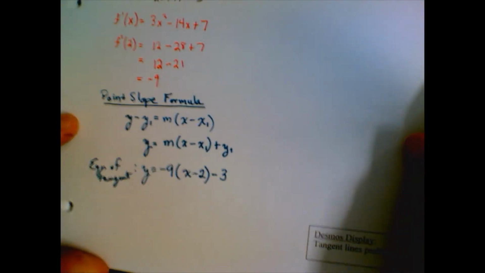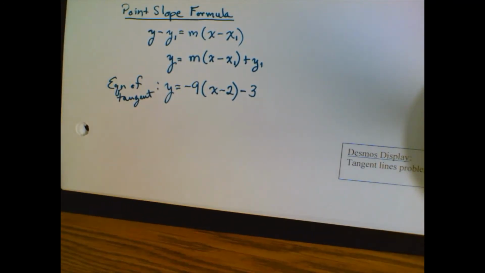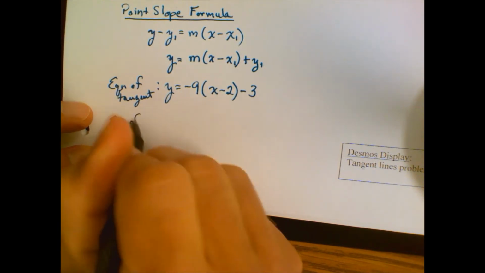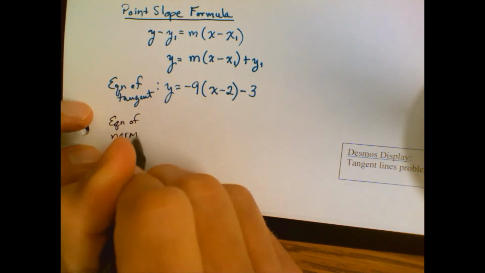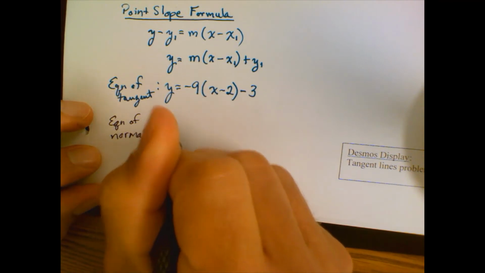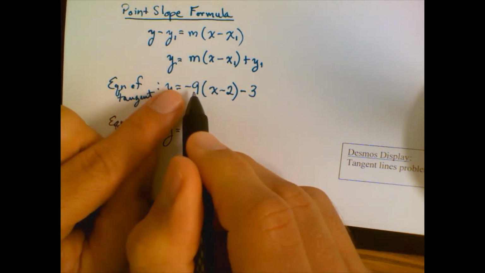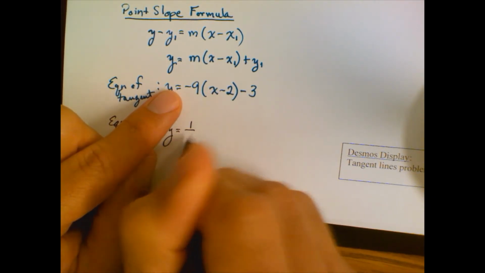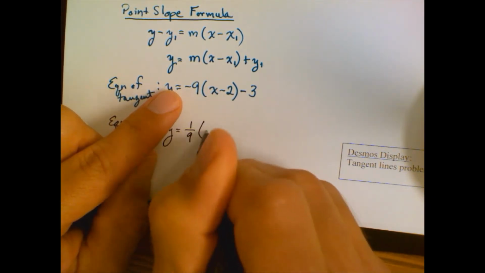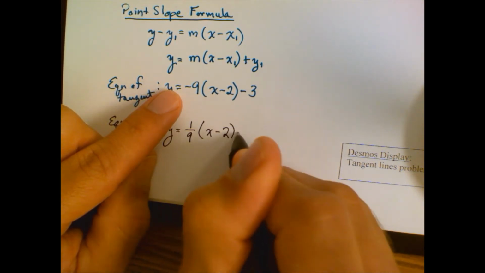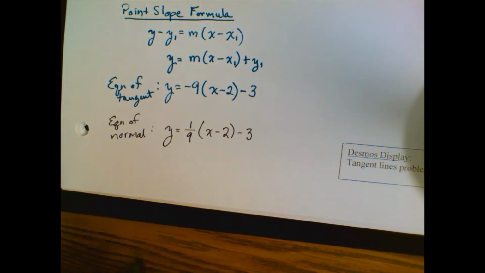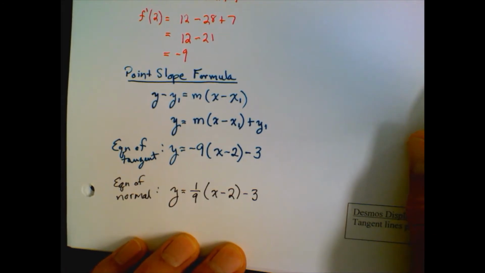What if you were asked to do the equation of the normal? I'll swap colors again. The equation of the normal is going to be y equals, well, I'm going to take negative 9, flip it, that's negative 1/9, and then change the sign, so positive 1/9, and the x minus 2 and the negative 3 stay the same because I'm going through the same exact point. And actually you don't have to simplify that anymore in a regular AP calculus class.